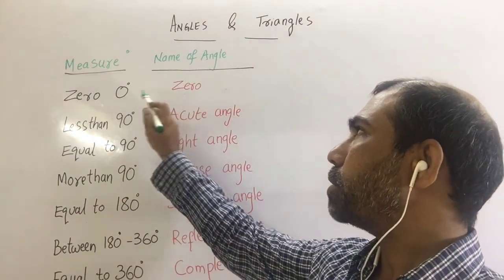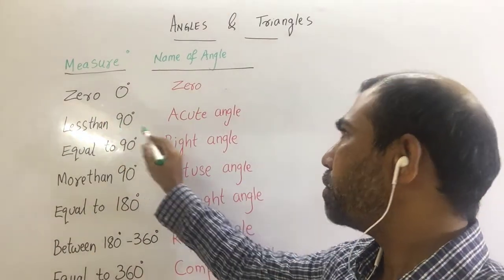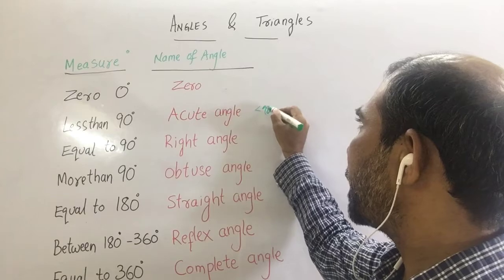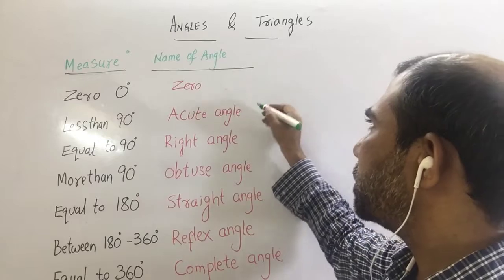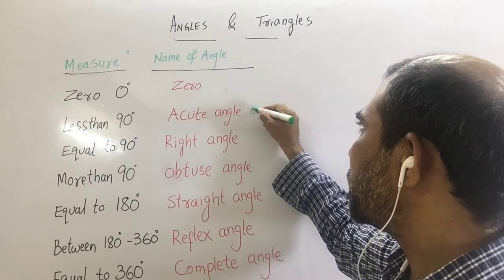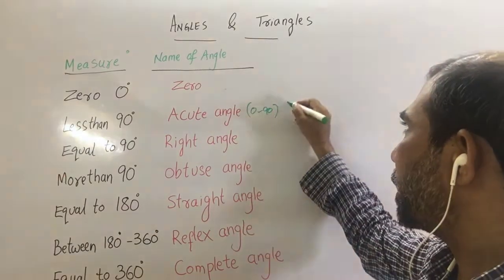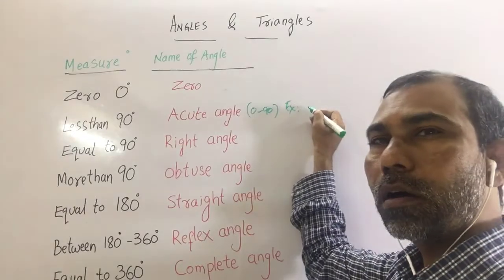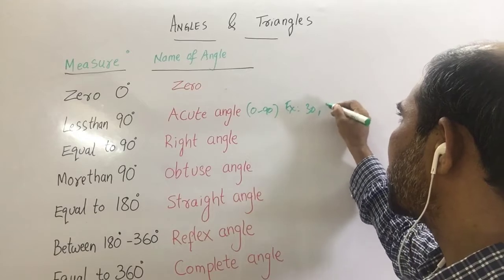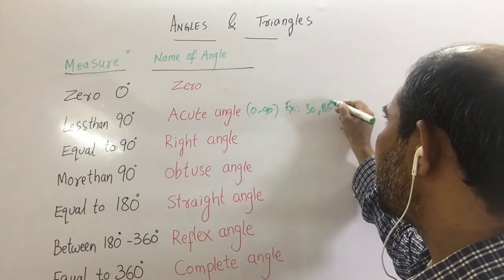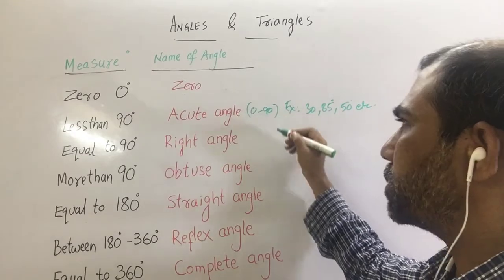Zero angle is nothing but its measure must be 0 degrees. Any angle which is less than 90 degrees is called an acute angle, and the range for this is 0 to 90 degrees, 0 and 90 not included. Any angle less than 90 is an acute angle, for example 30 degrees, 85 degrees, 50 degrees, etc. You can take any measurement between this.